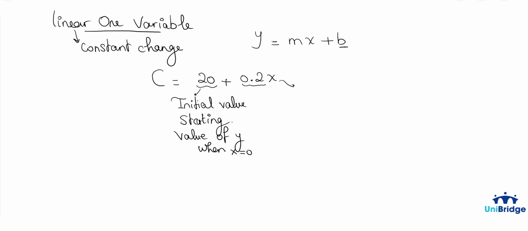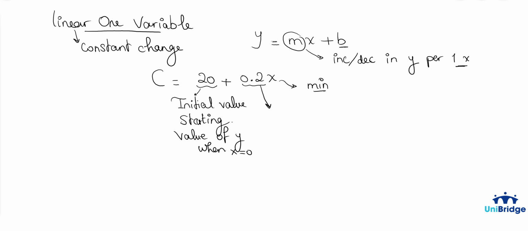The x in this particular example is the number of minutes, and the 0.2, it's the number beside the x, it represents the slope. The slope always represents the constant increase or decrease in y per x. So let's have this written down. The slope is the increase or decrease in y per 1x.